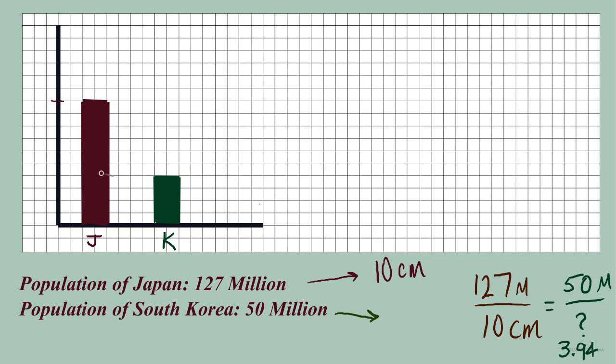And so the heights of these bars are proportional to the population of these countries. The population of Japan is about 2.5 times more than South Korea. 50 times 2.5 is 125, and the population of Japan is 127. So we have a bar for Japan that is about 2.5 times higher than the bar for Korea. Here we can clearly see the population of Korea times 2.5 is the population of Japan, approximately.